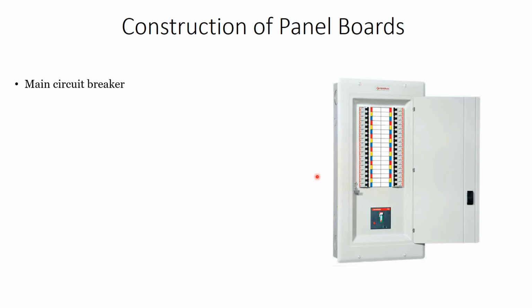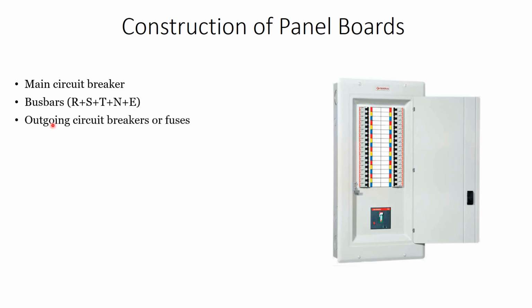We'll find inside this panel the main circuit breaker. You will also find a group of busbars, which contains the RST, the three phases, plus N plus E. N is the neutral and E is the earthing. So we have 5 busbars: 3 phase, neutral and earthing. We will see each of these components in the next slides, but we are just giving an overview about panels.